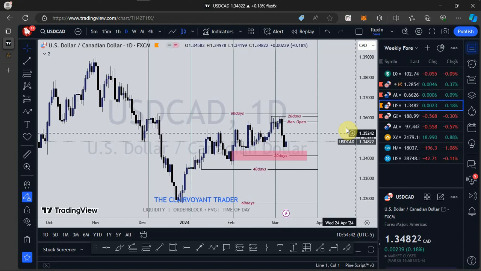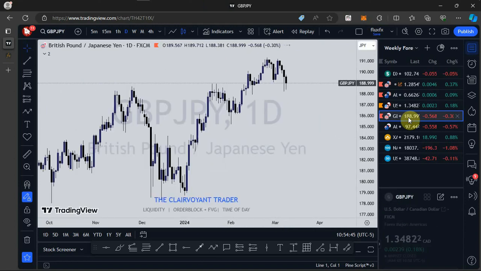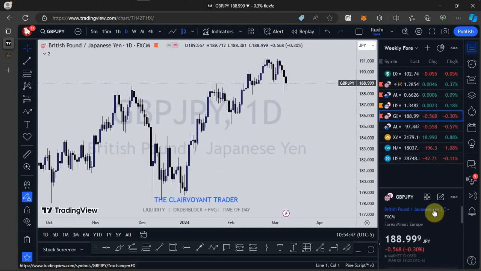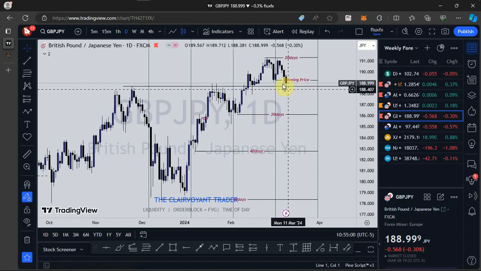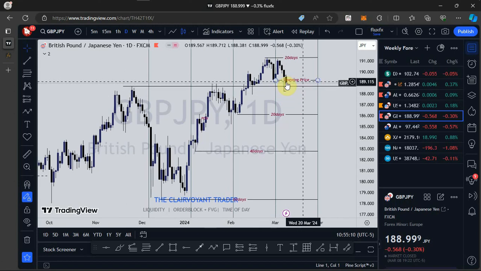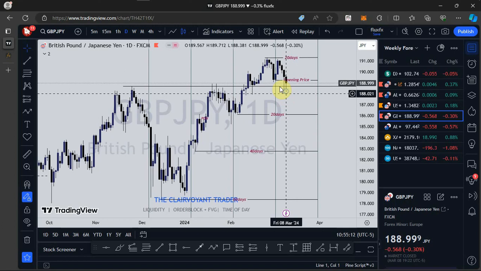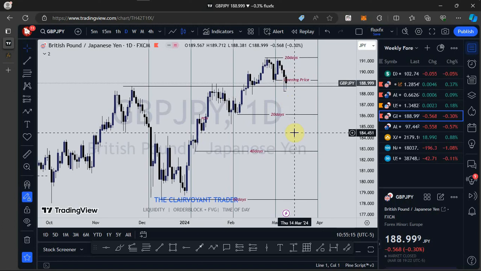Let's look at what is happening on GBPJPY. Yeah, so for GBPJPY, same plan. I'll expect to see price push to the downside. I'm expecting GBPJPY to push to the downside. The market opened in March, we moved up, and then what? We are pushing to the downside. Price is trading just below the open price, and I'm expecting to see price continue to push to the downside.